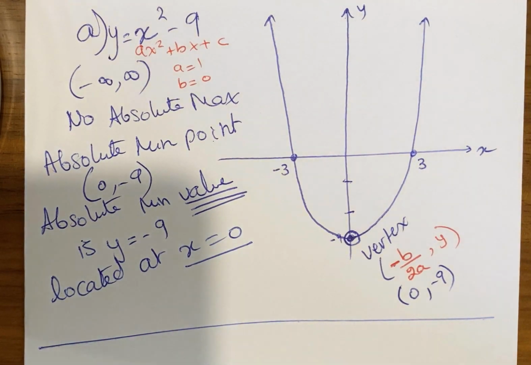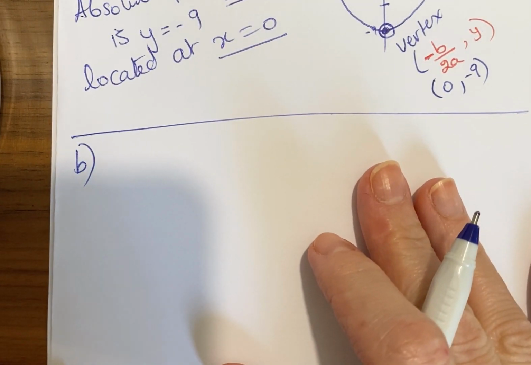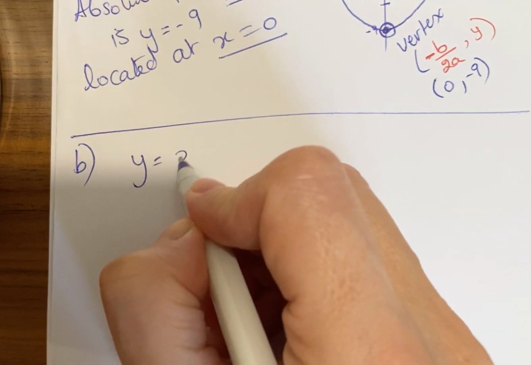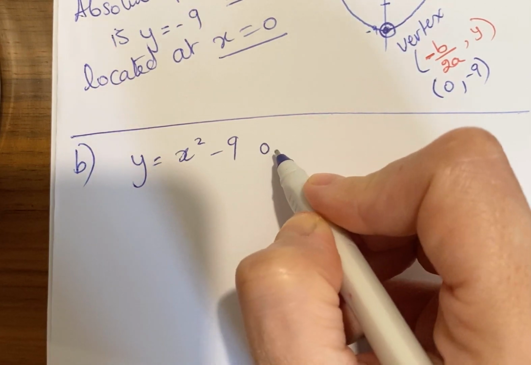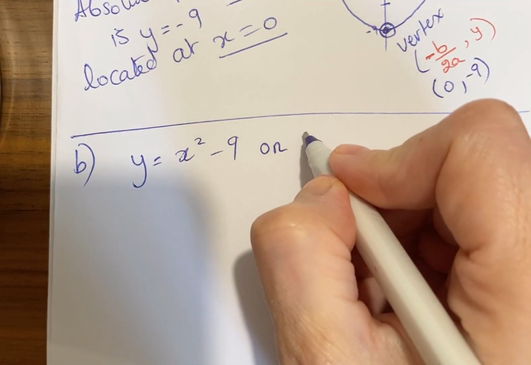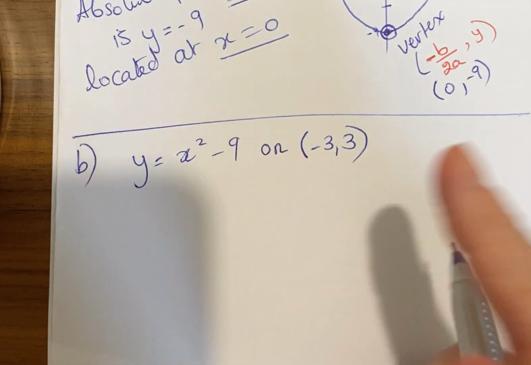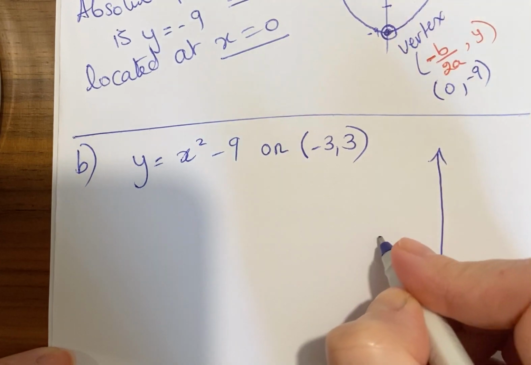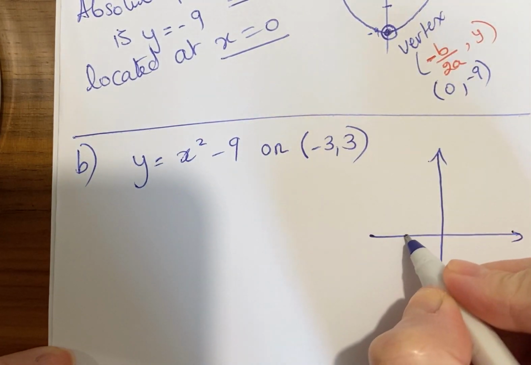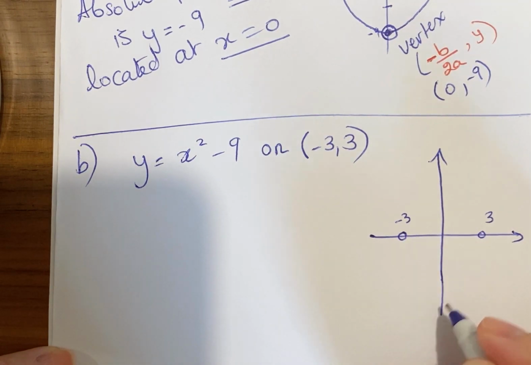The same example, but now I will change a little bit the domain I'm working on. I no longer want y equals x squared minus 9 over all its domain. I want to define this function only over the open interval minus 3, 3. What will change in the function? It will look open here at minus 3 and 3 where it used to cut. And it's still minus 9 at the bottom.